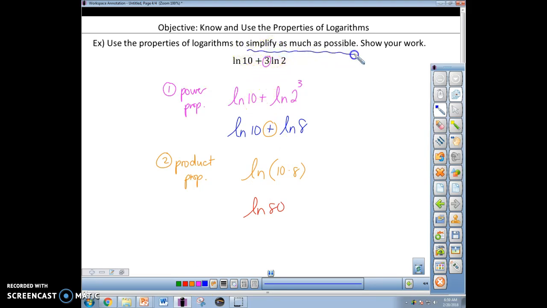Now at this point, we need to realize that we're supposed to remember to simplify as much as possible. In the previous problems, we had arguments that were powers of our base. Well, our base here is e, and 80 is not a power of e, and so this is actually the most simplified that we can make this particular logarithmic expression. And that would be the end of that one.